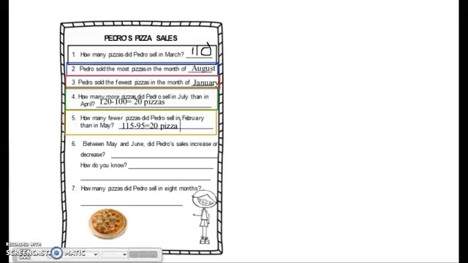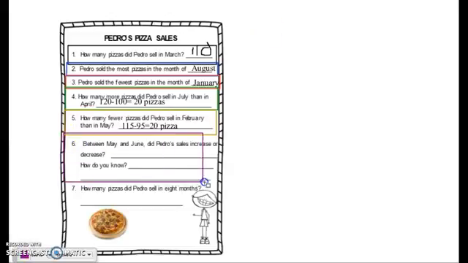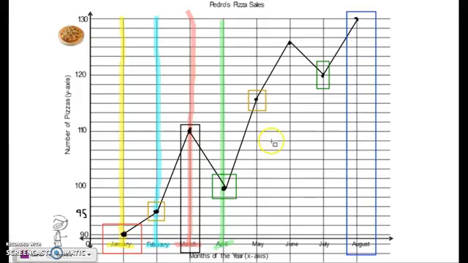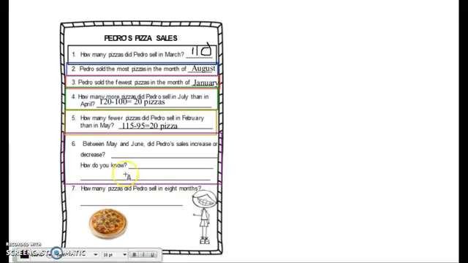Okay, let's go ahead and finish this up since we're kind of plowing our way through this. Switch to purple. Question number 6. Between May and June, did Pedro's sales increase or decrease? Well, here's May, here's June. We can see right away that they increase. And we know this because the line goes up. The line is going up. So simple enough.